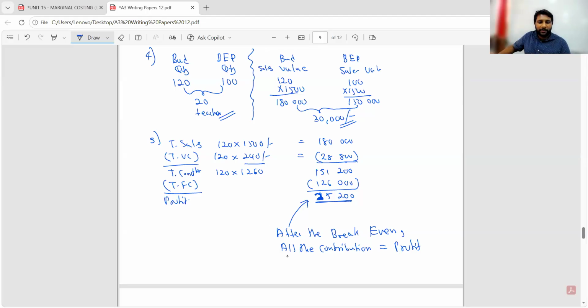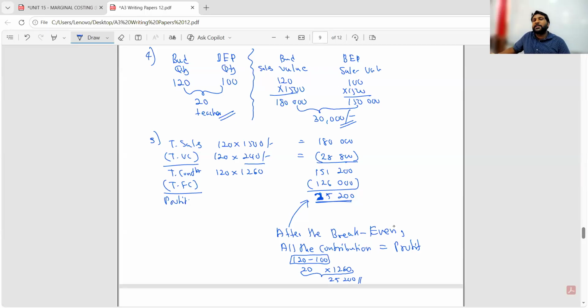Now he also says 120 teachers are expecting to come. 100 is the break even. Then on top of the break even, how many teachers are there? 20 teachers. Yes or no? From each teacher, we are getting a contribution of 1,260. What's the value that you are getting? Multiply and take, 1,260 into 20. 25,200. Write that down too.